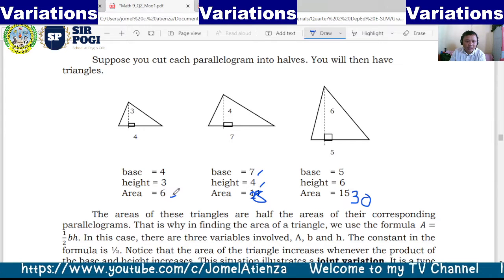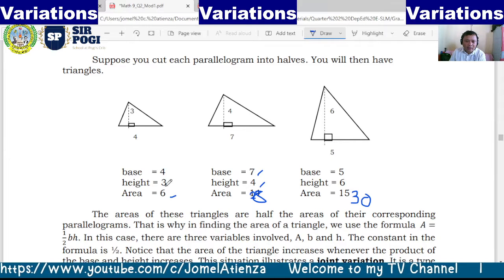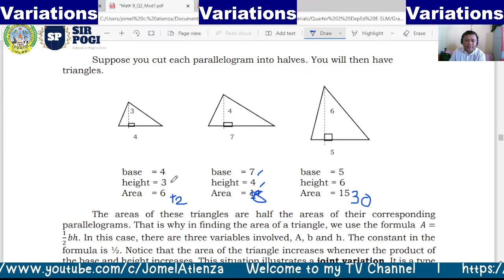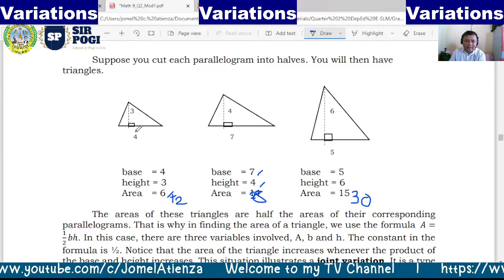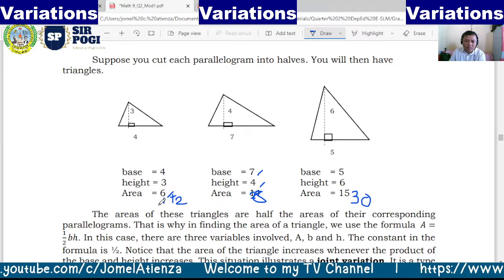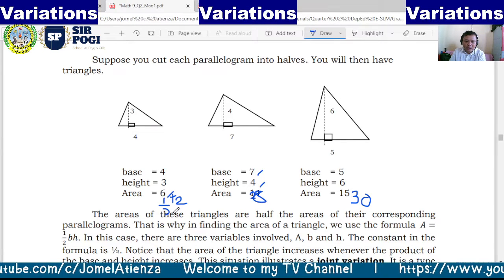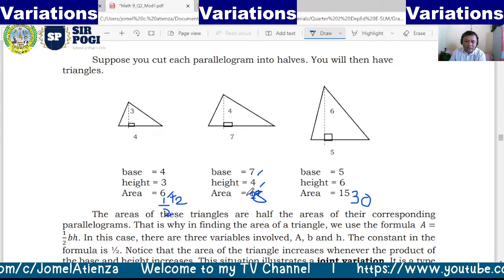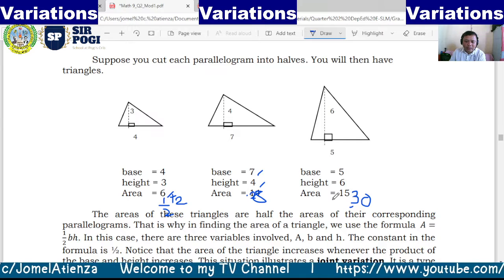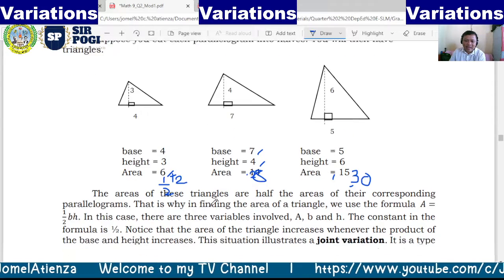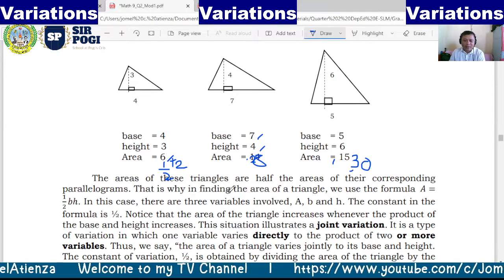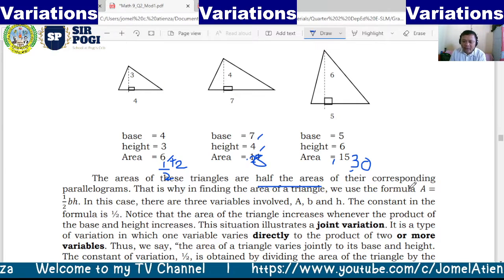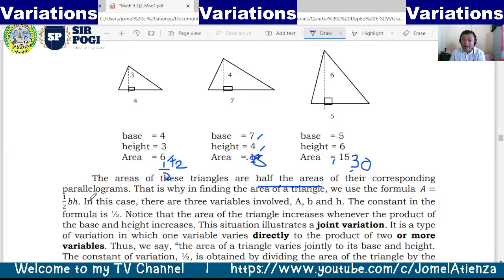And then ito magiging 12 to, di ba? 12 yan. Now, kaya po siya naging 6 kasi triangle nga po siya. Then 1 half of 12 is 6. 1 half of 28 is equal to 14. And 1 half of 30 is equal to 15. Di ba? So therefore, the areas of these triangles are half the areas of their corresponding parallelograms.